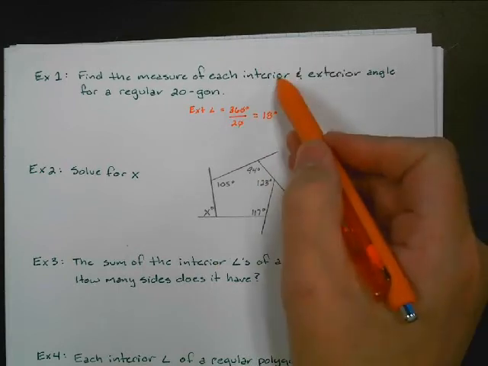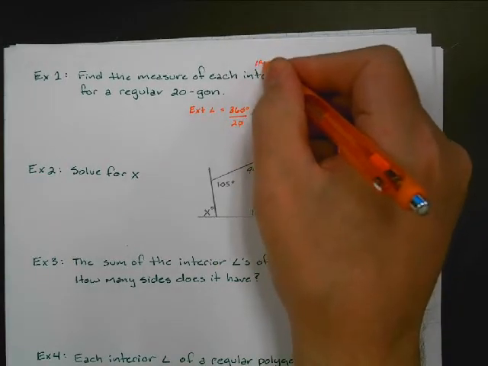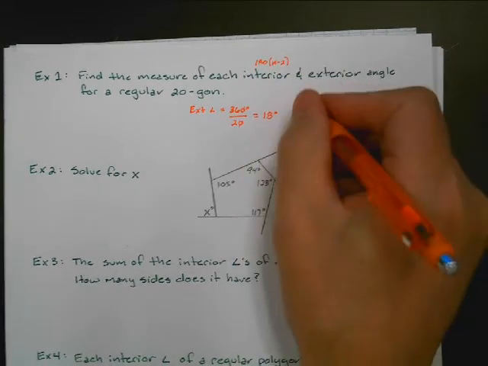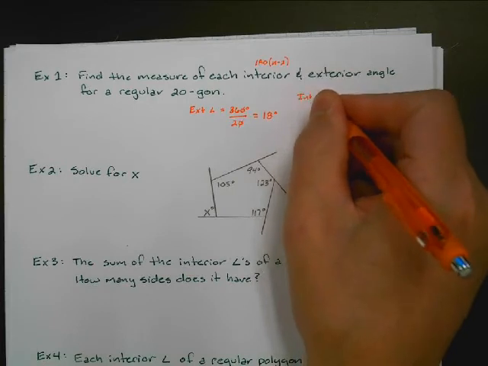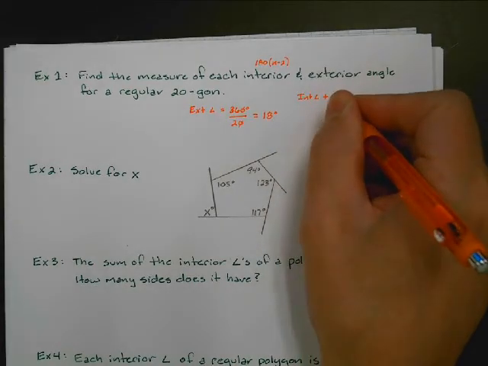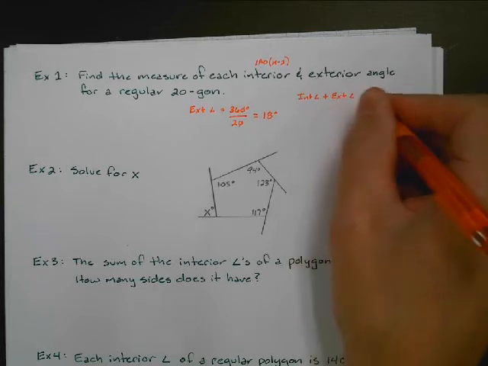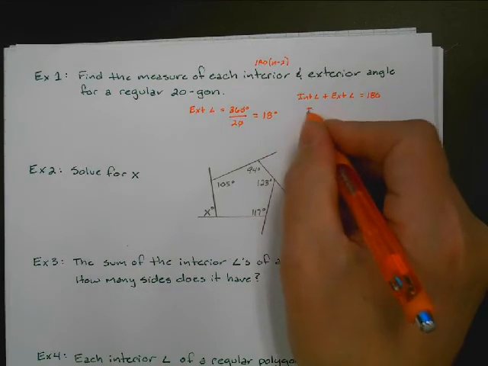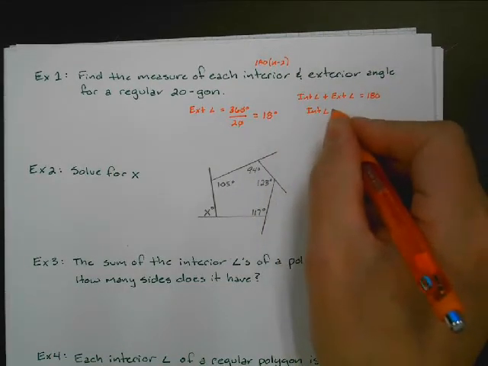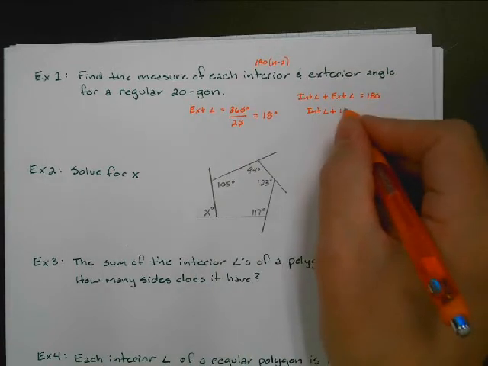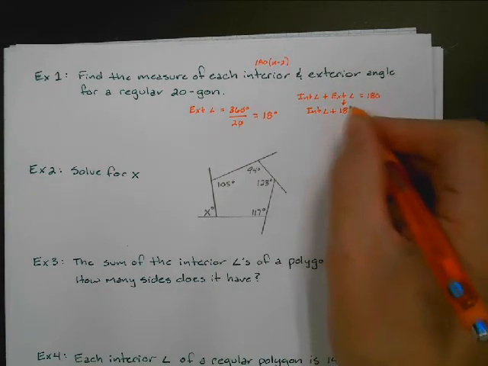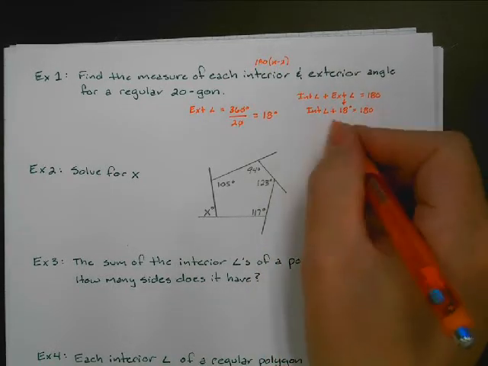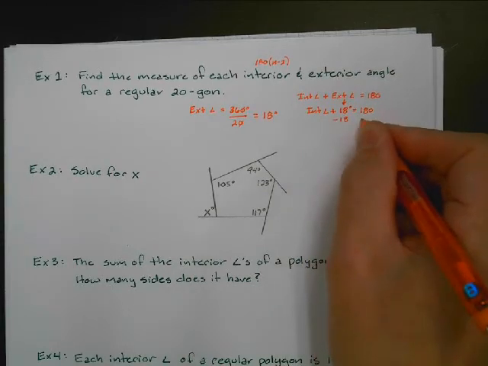Okay, I still don't need to use the 180 times n minus 2. Because now that I know this is 18, I know that the interior plus the exterior is always going to be 180 degrees. So if I want to find my interior angle, I would just add 18, because that's what my exterior angles are. And now I have this equation. Interior plus 18 is 180. So all I have to do is subtract 18 from both sides.